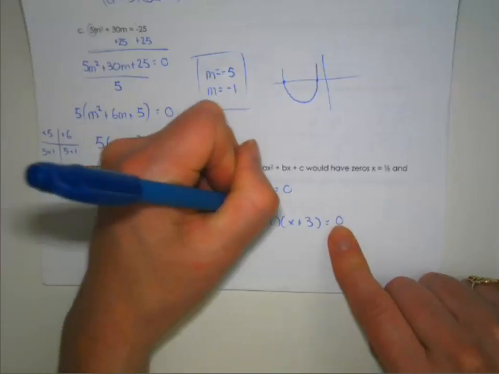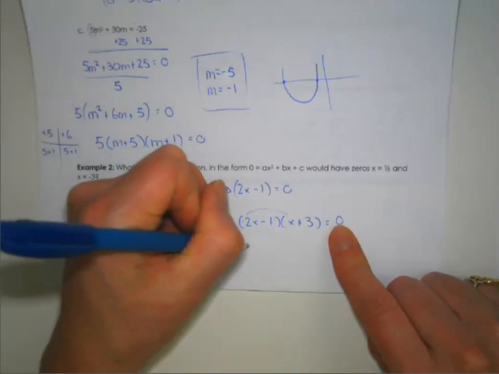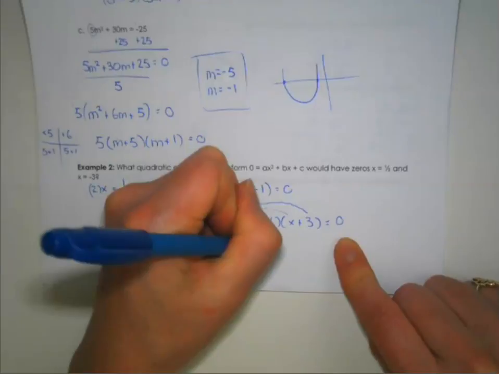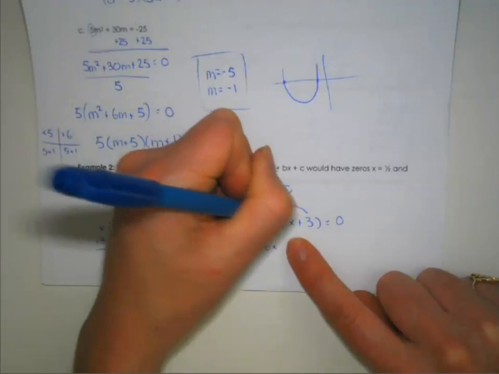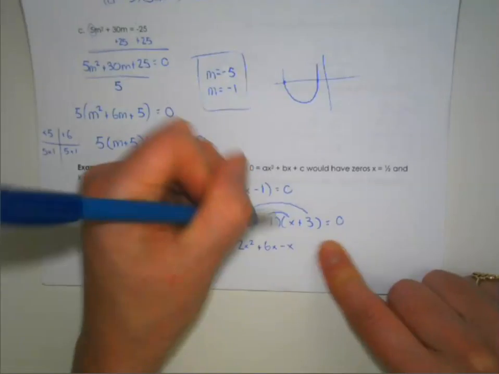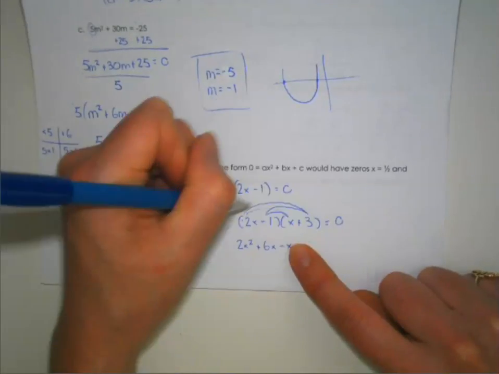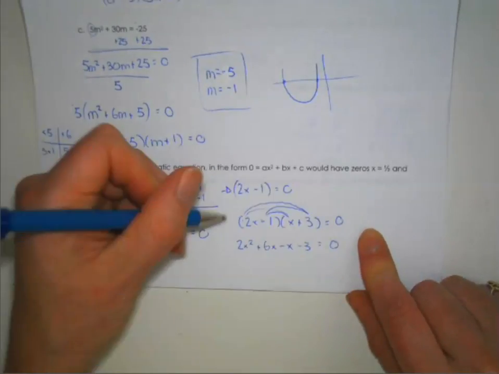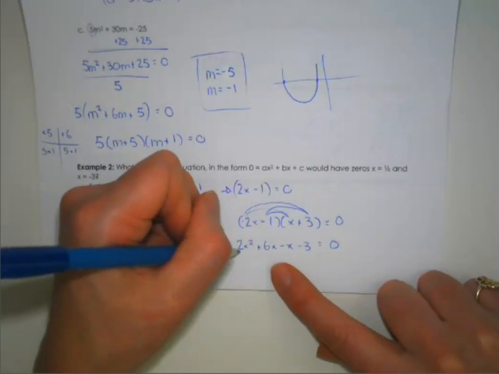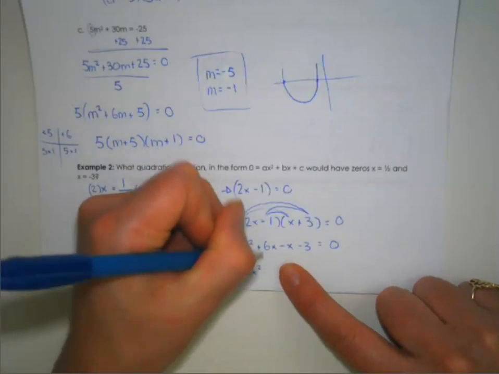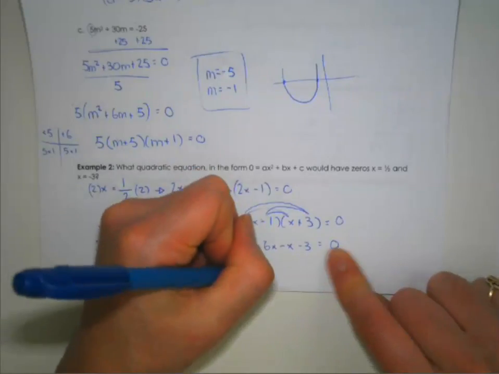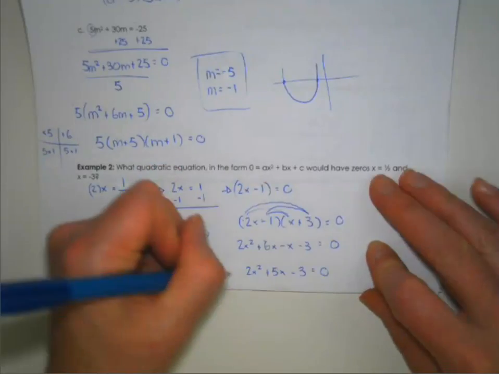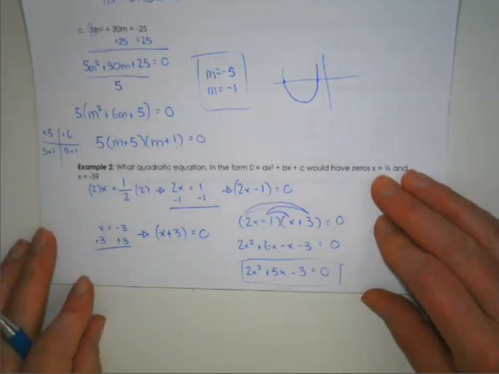So if we do the first, we get 2x times x, which is 2x squared. If we do the outside, 2x times 3 is plus 6x. If we do the inside, it's negative 1 times x is negative x. And if we do the last terms, we end up with negative 1 times positive 3 is negative 3, being equal to 0. Now just simplify by combining like terms. So we have 2x squared plus 6 minus 1, so that's plus 5x, minus 3 is equal to 0. And that's our final version of that equation.